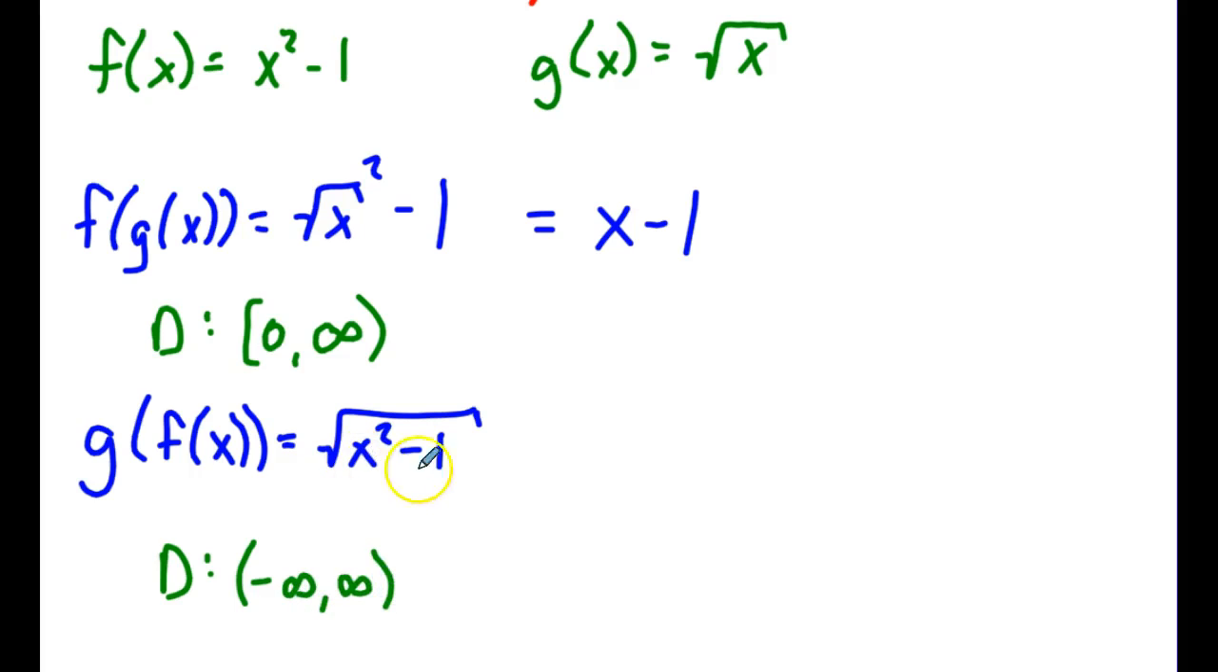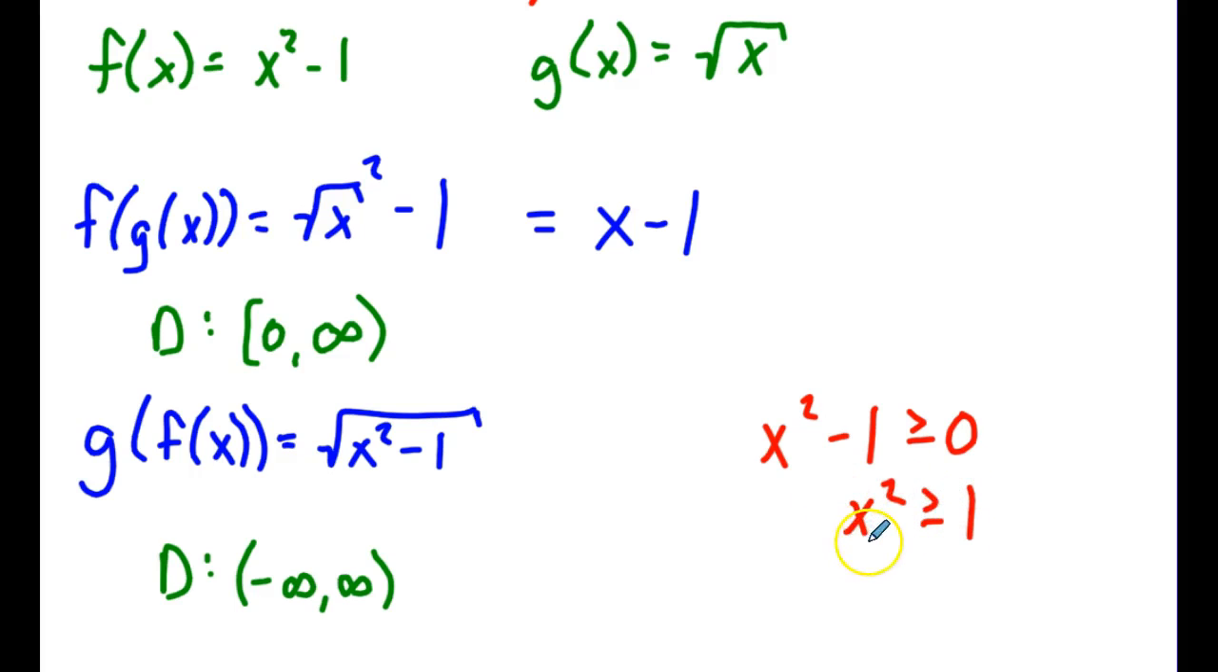And then we have to look at the domain of our composition, so the square root of x squared minus 1. So since we have a radical with an even index, we have to be concerned with what values make this expression underneath the radical negative. So we have x squared minus 1. We want to make sure that is greater than or equal to 0. We solve, we get x squared is greater than or equal to 1.